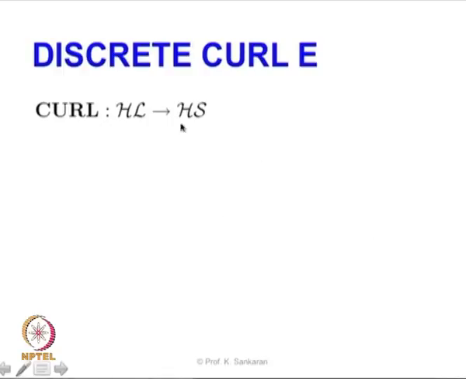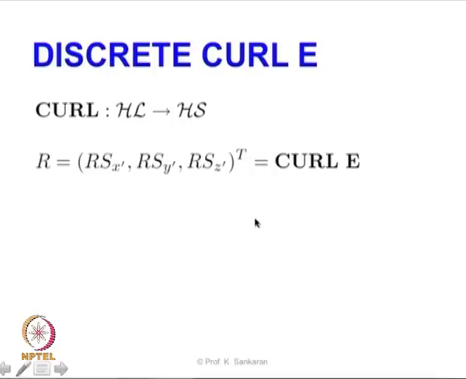And this we have seen also in the algebraic topological method. This is the way we define it, and based on that we can define the values, the individual components of curl of E as RS x prime, RS y prime, RS z prime, and it is a transpose because we are talking about a column vector, and it is going to be equal to the curl of E.